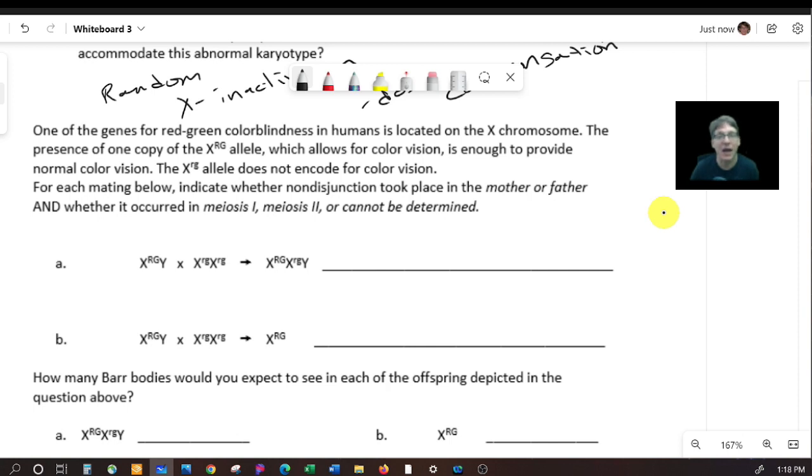So when did non-disjunction happen? Did it happen during meiosis 1 or meiosis 2? Or can we not determine? And did it happen within the mother or within the father? Okay. So in order to better understand this sort of a problem, I'm going to draw out a little bit of the difference between non-disjunction in meiosis 1 versus non-disjunction in meiosis 2.